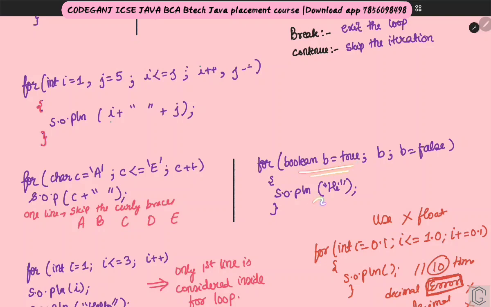Now suppose you have something like this. How many times will this loop run? You can also use the boolean data type. You see, we can use the boolean data type also in our loop.